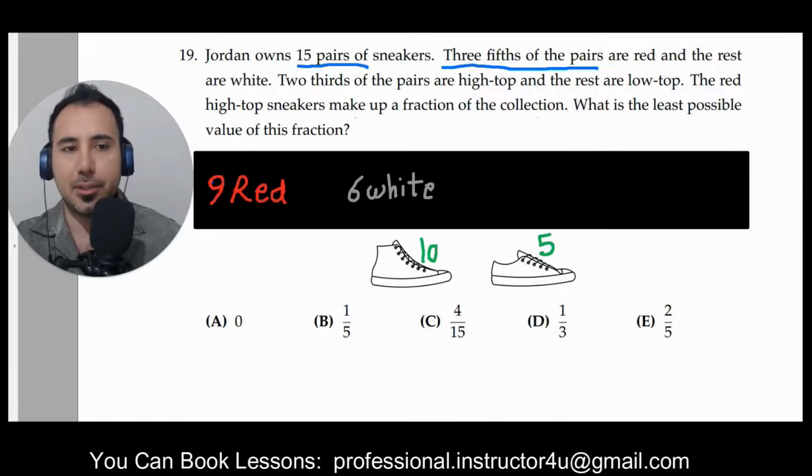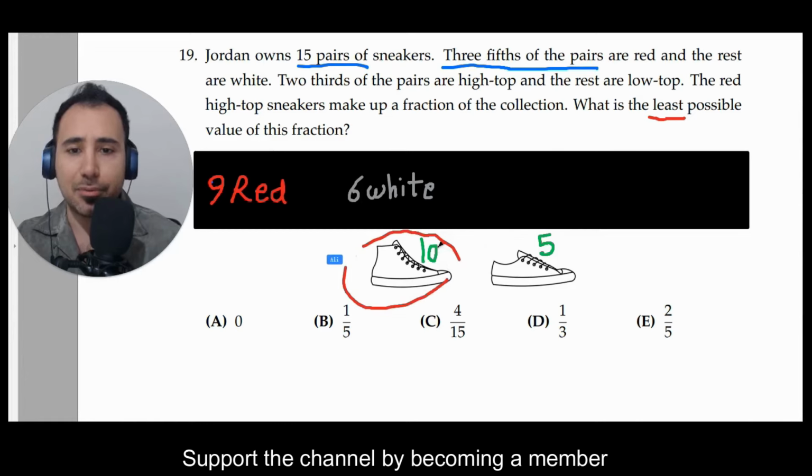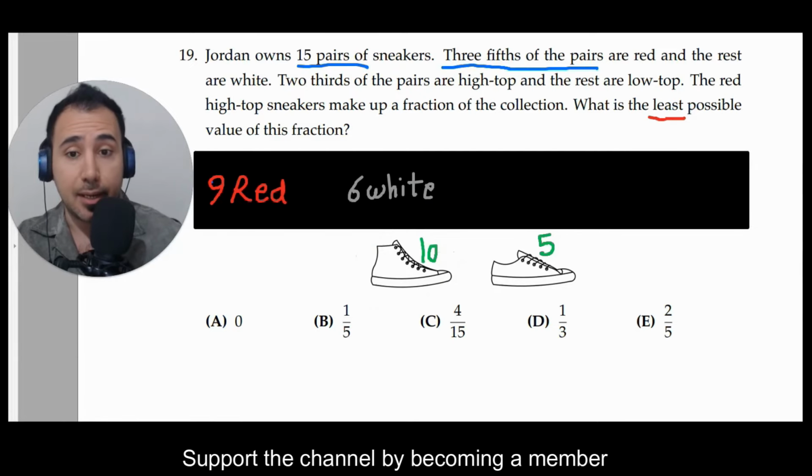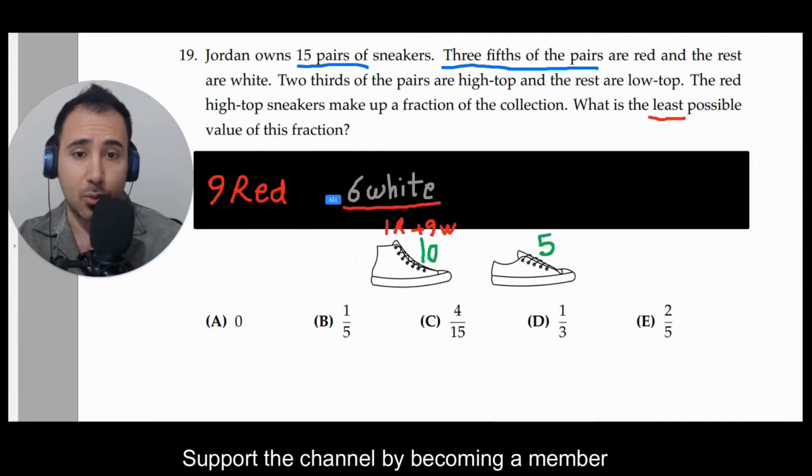So you could be unclear of why we have at least. Okay. So high top are this. And what would be the least possible value of red high top? Let's start with red. For example, if one of these 10 is red, then none of them will have to be white. But the question is saying that there are only 6 white. So we don't have 9 white. So we can't have 1 red. So red cannot be 1.